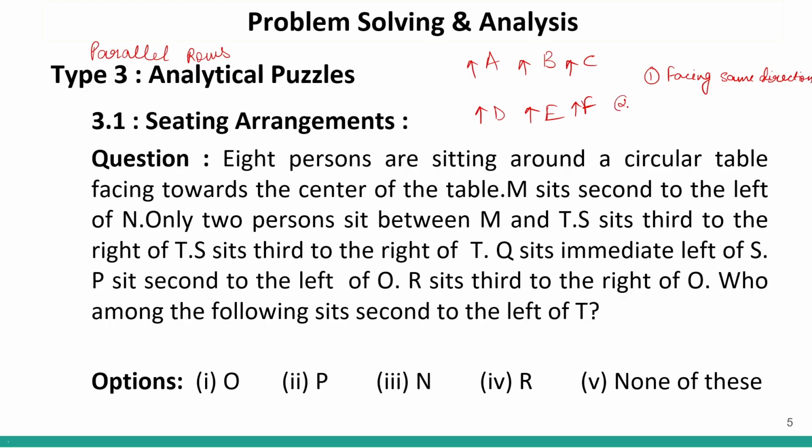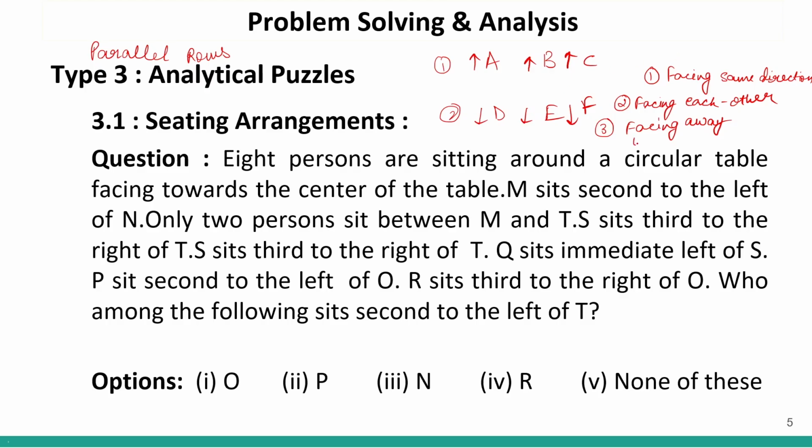Okay. Then the second possibility is facing each other, right? If D, E, F are facing towards the north, A, B and C will be facing towards the south. So they are facing each other. These are the two rows, row 1 and row 2, and they are facing each other. So this is the second possibility. The third possibility is facing away from each other. Away means that if A, B and C are facing north, then D, E and F will be facing south. So this is another possibility, that they are facing away from each other.